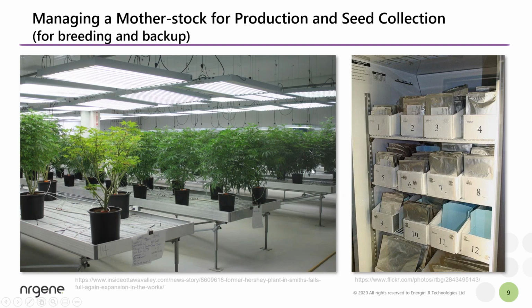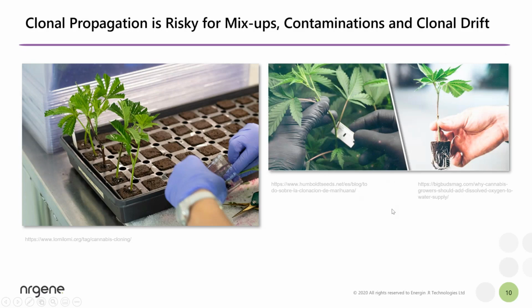But this also has a large impact on how the operation and the cultivation is maintained. If you're doing vegetative propagation, there's a lot of manual work, and this is a biological product that is very hard to label. The label is external to the plant.